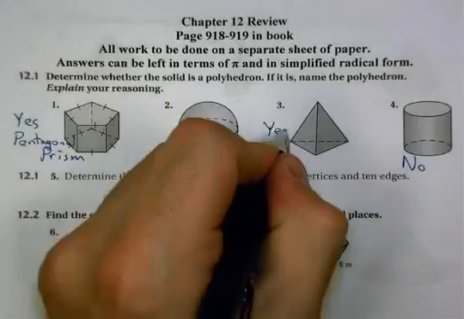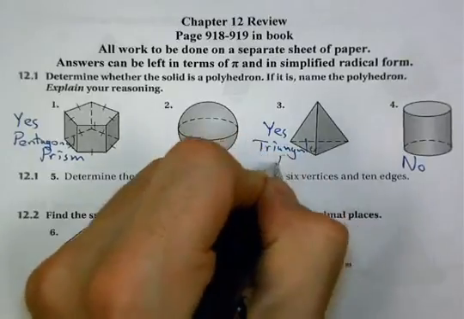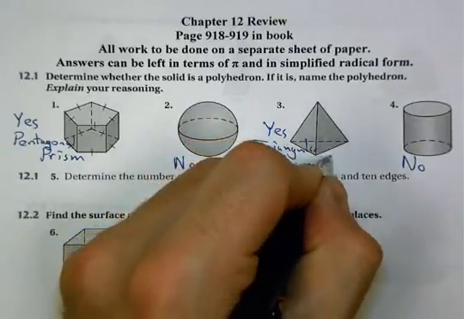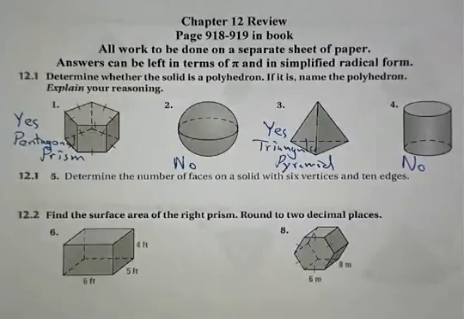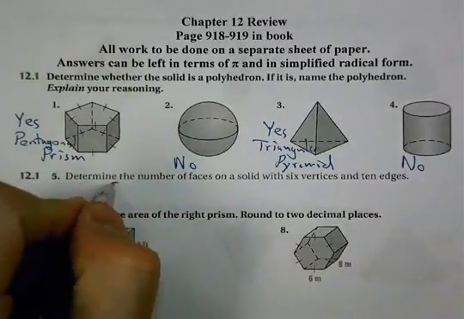Number 3 is a yes also. It is a triangular pyramid. Also makes it a polyhedron. Then we go to number 5. Determine the number of faces on a solid with 6 vertices and 10 edges.